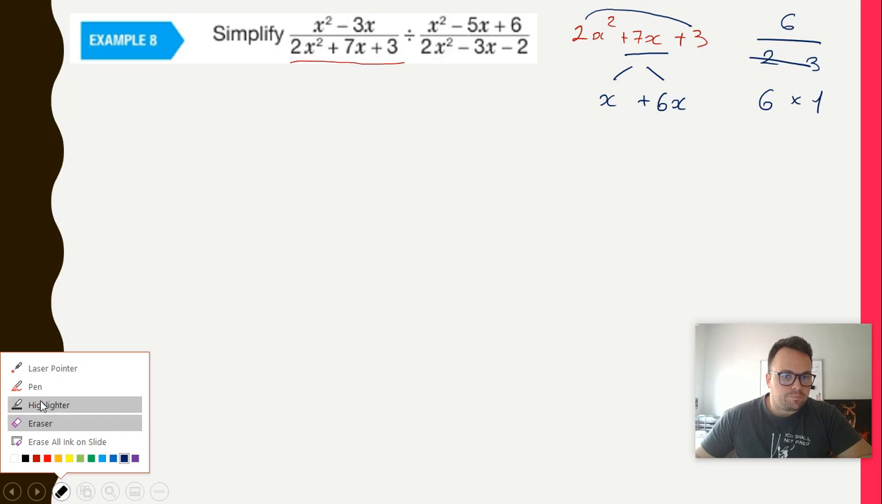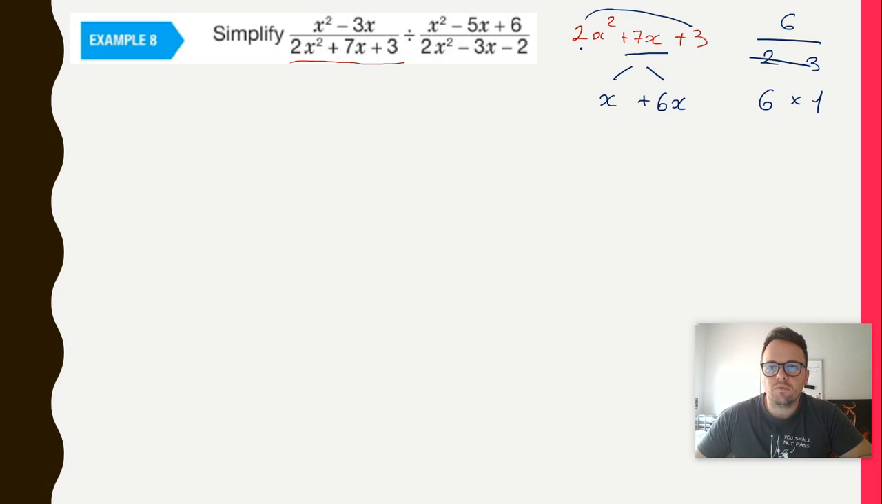Okay, so we just copy 2x squared plus x plus 6x plus 3, right? And the next step is to group those two together and factorize. The common factor in this case is x times 2x plus 1, right? Plus, and the common factor is 3 times 2x plus 1.